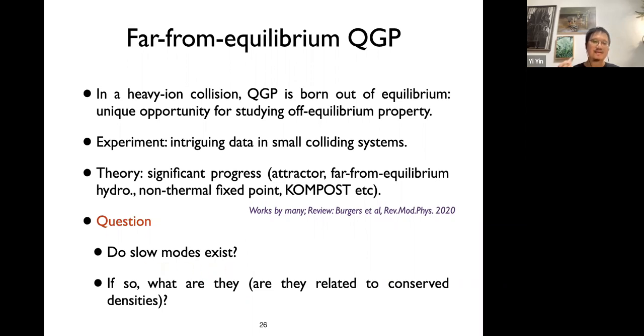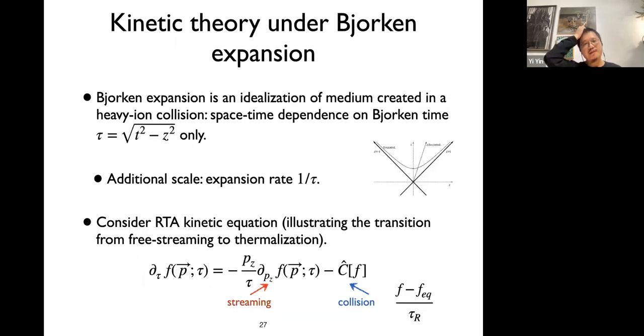And you may also ask, imagine the slow modes exist. What are they? Why are they slow modes? Are they related to the conserved densities? The conserved densities are the slow modes in the near-equilibrium limit, but what is the fate of those conserved densities? So in order to address these questions, we consider some very simplified models to learn something qualitative.